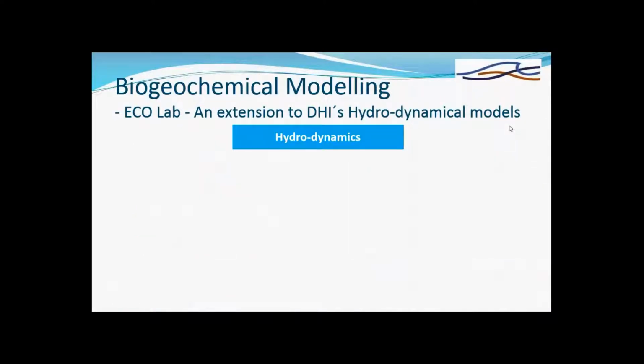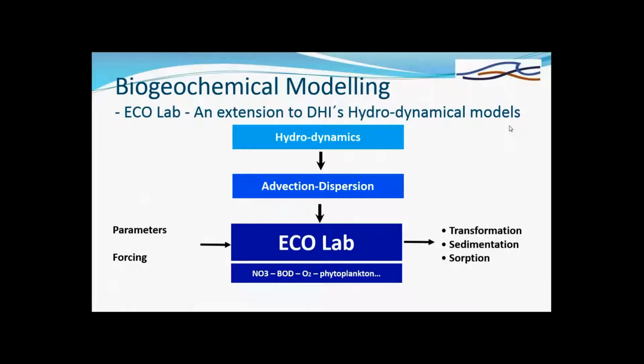Basically, we work with a hydrodynamic model that describes the physics, the currents, and the water levels. We have an advection-dispersion model that transports matter. So if you have a nutrient concentration somewhere, where does it go? And we have an ECO Lab, which is our process model where we change the matter. We move BOD into ammonia, and ammonia into nitrate, and oxygen concentrations. So this is the way we work with biogeochemical modeling.